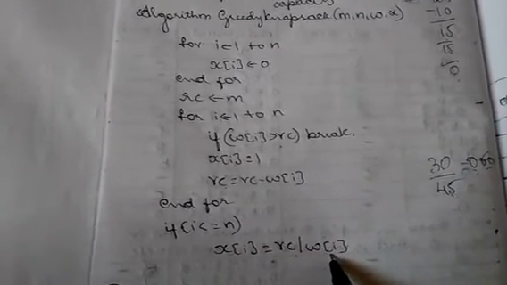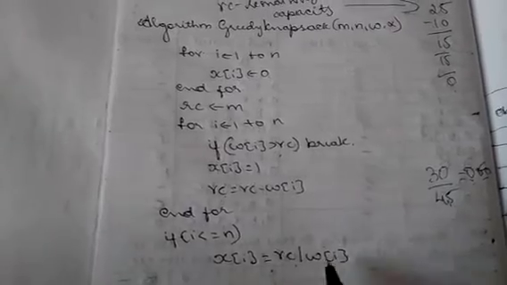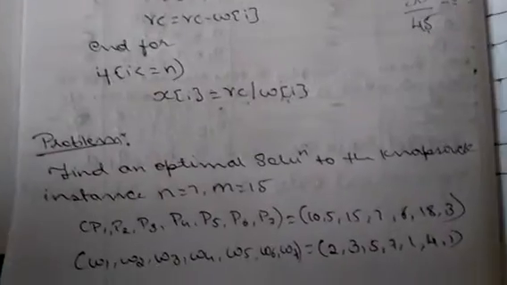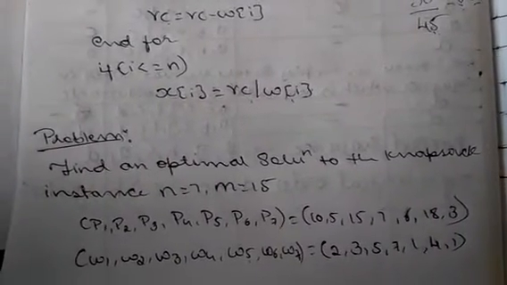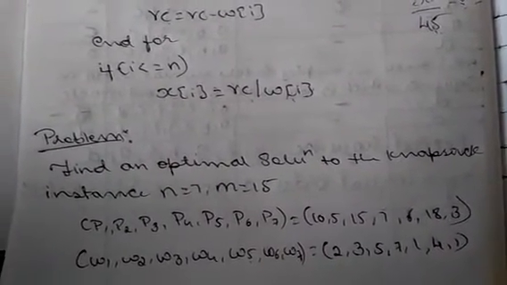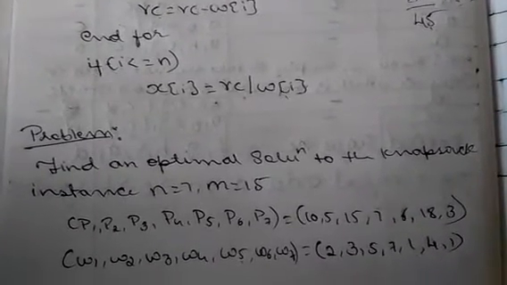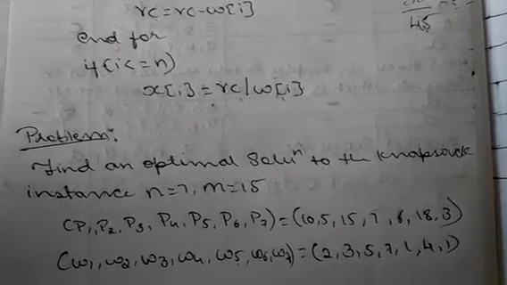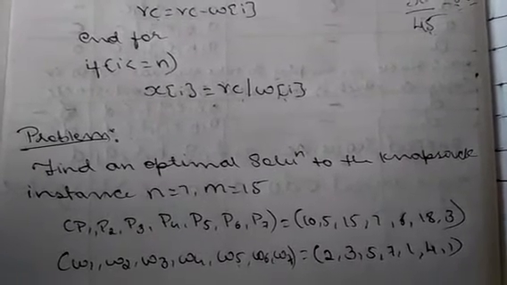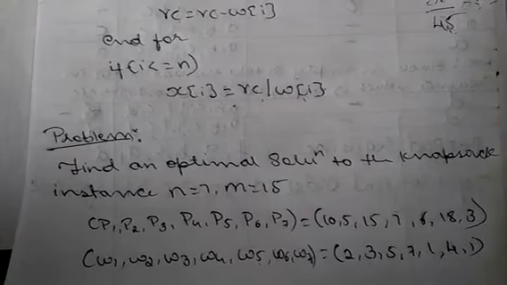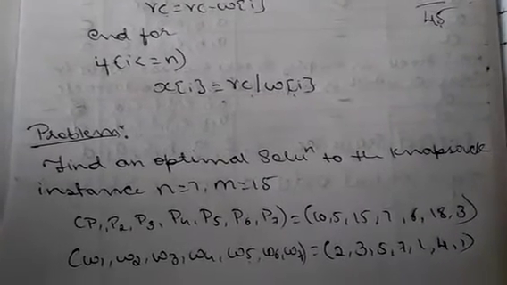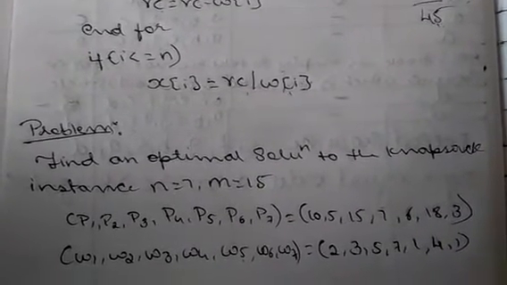If I go for the problem, then you'll understand this one. Okay, now let me go for the problem. Find an optimal solution to the knapsack instance. What do you mean by the optimal solution here? To find out the maximum profit is the optimal solution in this knapsack problem. Instance n is equal to 7. What is n? N is the number of objects. M is equal to 15. M is the maximum capacity.